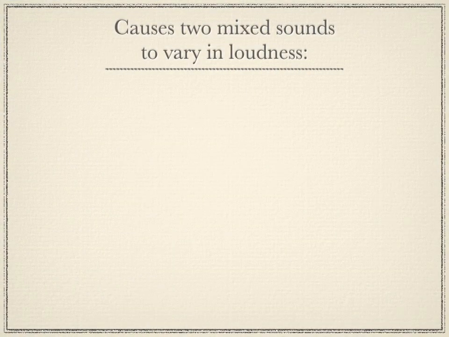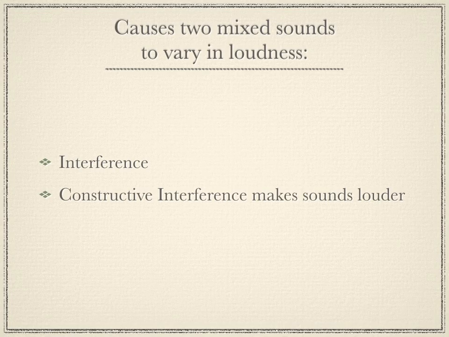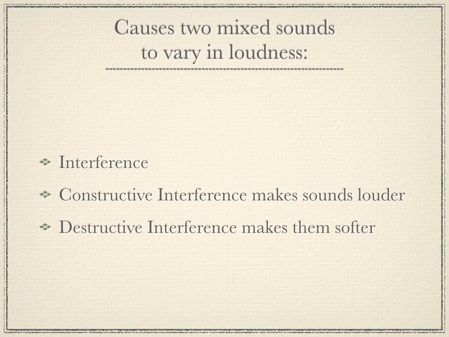What causes two mixed sounds to vary in loudness? That's called interference. We have, of course, two types of interference. Constructive interference is going to make the sound louder. Destructive interference is going to make it softer. Either one of them is going to make the sound vary in loudness. So to vary is to get bigger or smaller. There's variance.